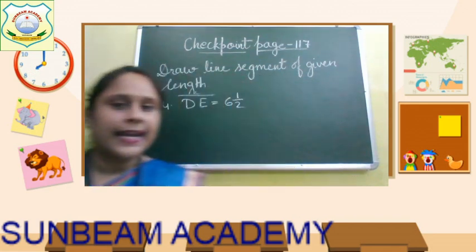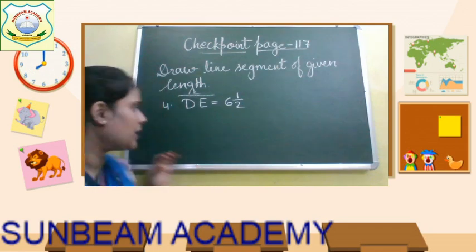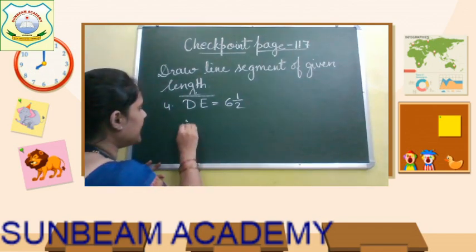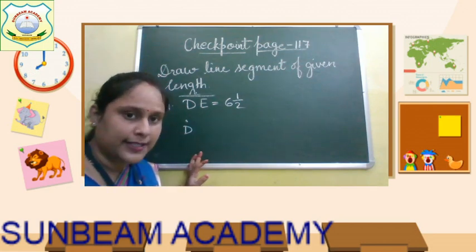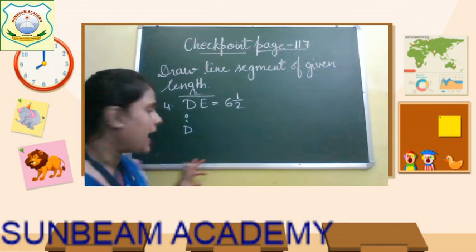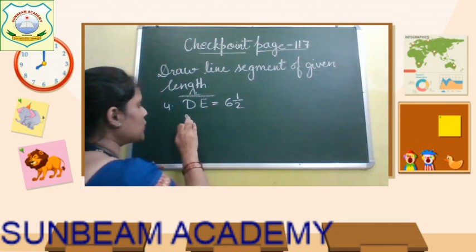Now see DE, 6.5 centimeter. How will we count 6.5 centimeter? First we will draw a point and write D like this. Okay, this is point D. We will name it as D, point D. Now put your scale starting from 0 and take this point and start counting up to 6.